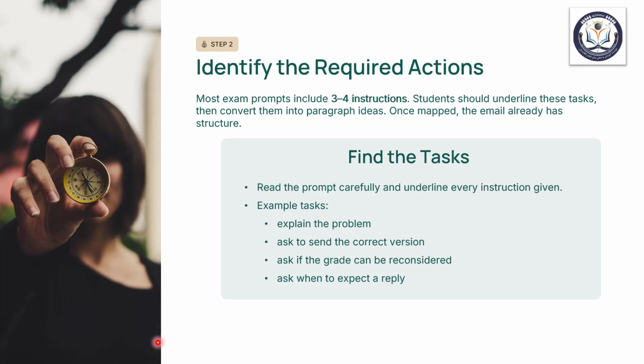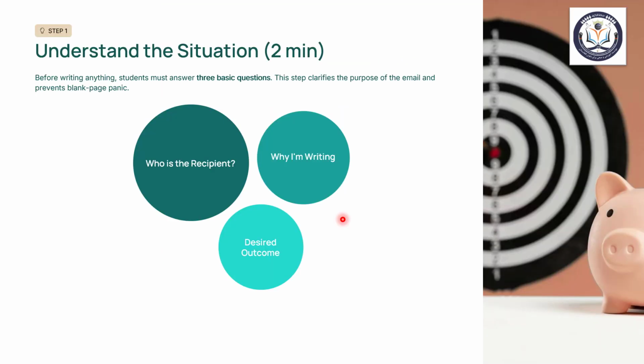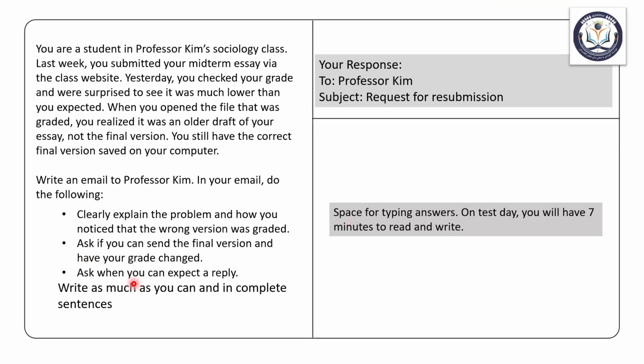For example, in this email, what does it ask us to do? Here usually we have 3, so I just added 4 to explain it more. Explain the problem and ask to send the correct version. Then, ask if the grade can be reconsidered. The third point, ask when to expect a reply. These are the bullet points that are asked here. These are the actions required to do in our email.